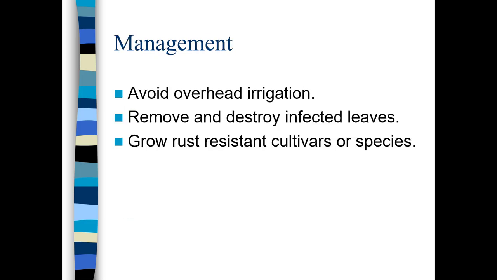I wish I had more information on how to manage this. Avoid overhead irrigation, remove and destroy infected leaves. And the Pacific Northwest Handbook says grow resistant cultivars or species. Unfortunately, they did not give any of those out. I read one place that said Mahonia repens may not be as susceptible to rust as some of the other Mahonias, but anyway, very challenging disease.